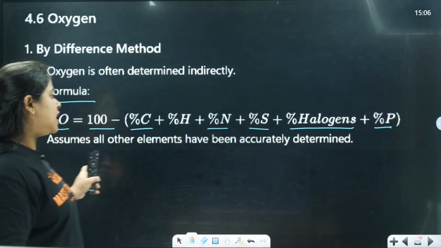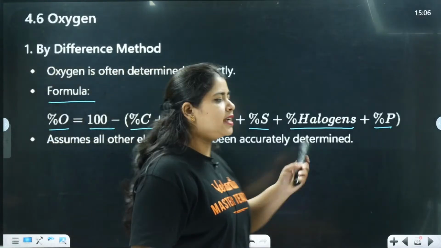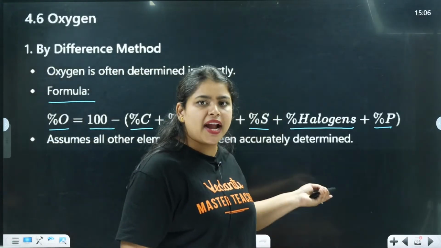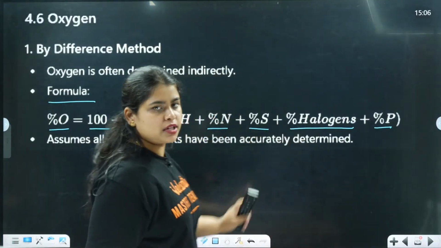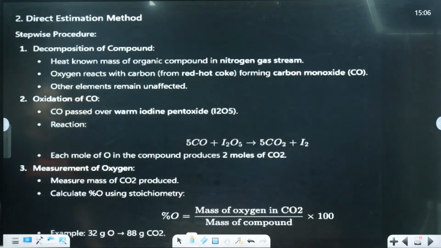So this assumes all the other elements have been accurately determined. Once we find it, we are going to just subtract it to get the percentage of oxygen. Clear? Next comes the direct estimation method.